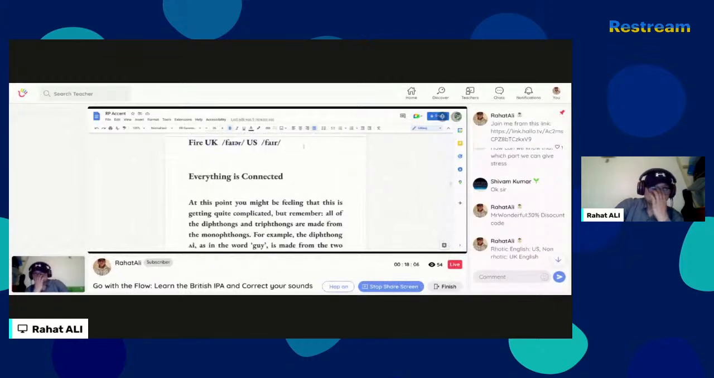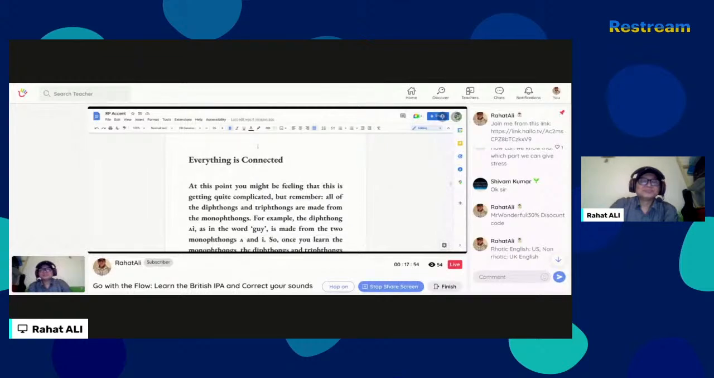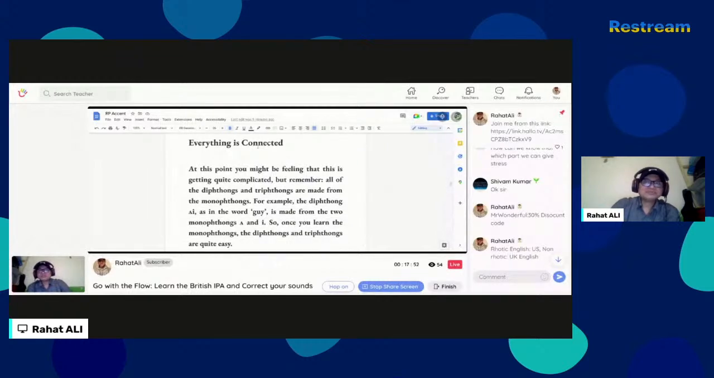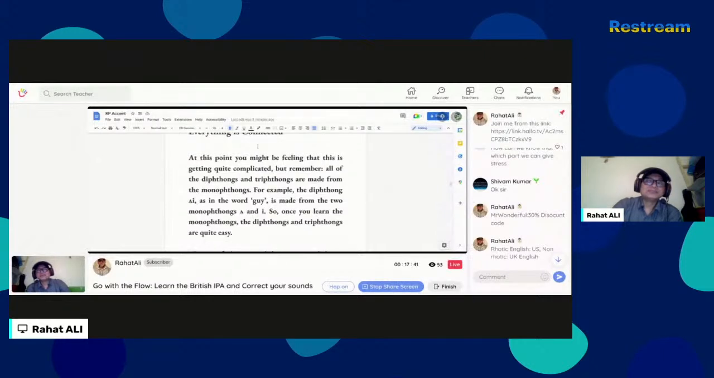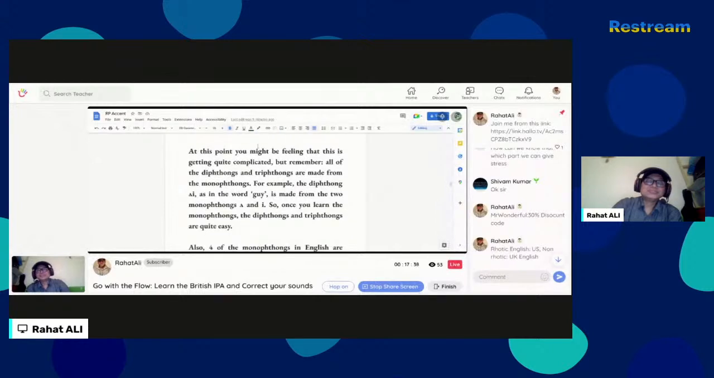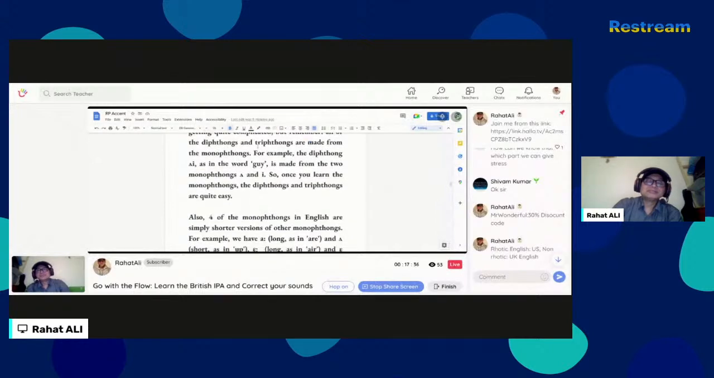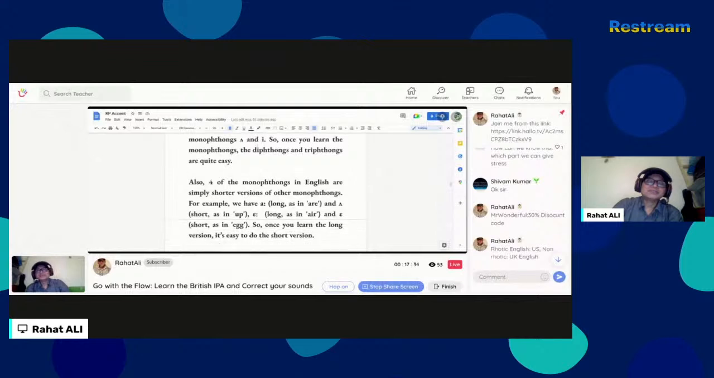Everything's connected. At this point, you might be feeling that this is getting quite complicated, but remember, all of the diphthongs and triphthongs are made from the monophthongs. So if you understand monophthongs clearly, there shouldn't be any problem. For instance, the diphthong I in the word guy is made from two monophthongs, A and I. So once you learn the monophthongs, the diphthongs and triphthongs are quite easy.